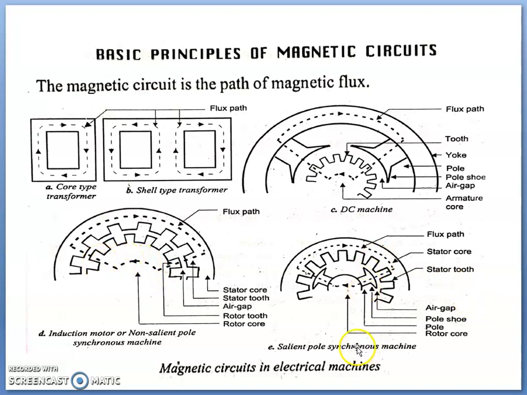Okay, and the next machine we will be studying in this subject is the synchronous machine. And here the rotor will be salient pole and the stator will be non-salient pole. So this is the magnetic path established in the synchronous machine. Okay.